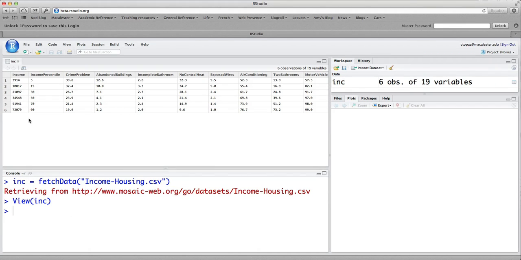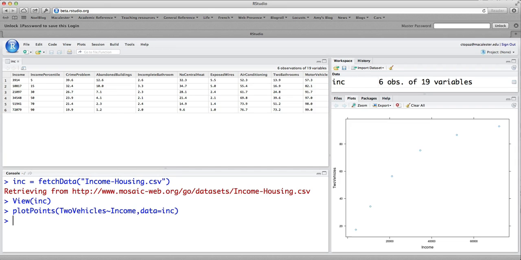There's income, maybe income levels or income brackets, the percentile that places that income in, something about crime and abandoned buildings, and so on. But the particular data we're interested in is going to be the percentage of households that have 2 vehicles as a function of income bracket. Okay, so we're going to plot points, and we'll plot 2 vehicles, which is one of the columns of this data set, as a function of income, where data equals this variable inc. Okay, and we see this graph appearing over here.